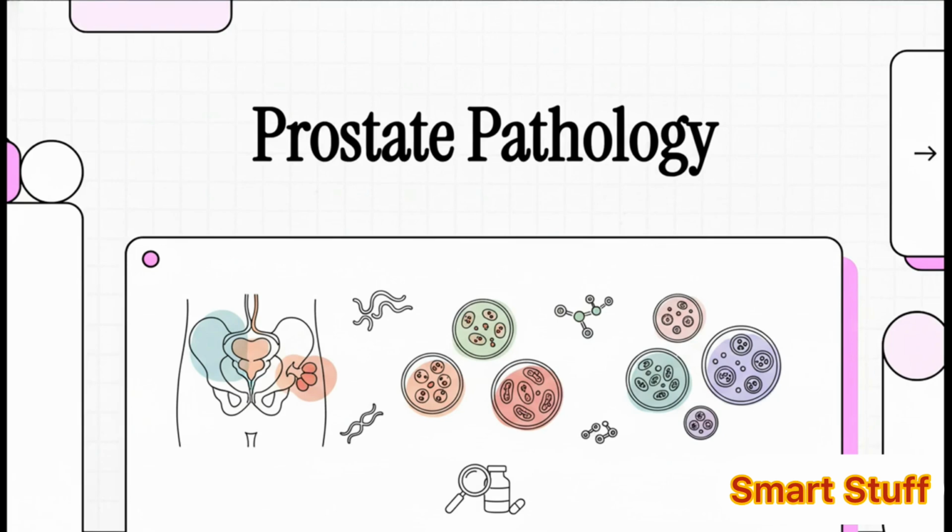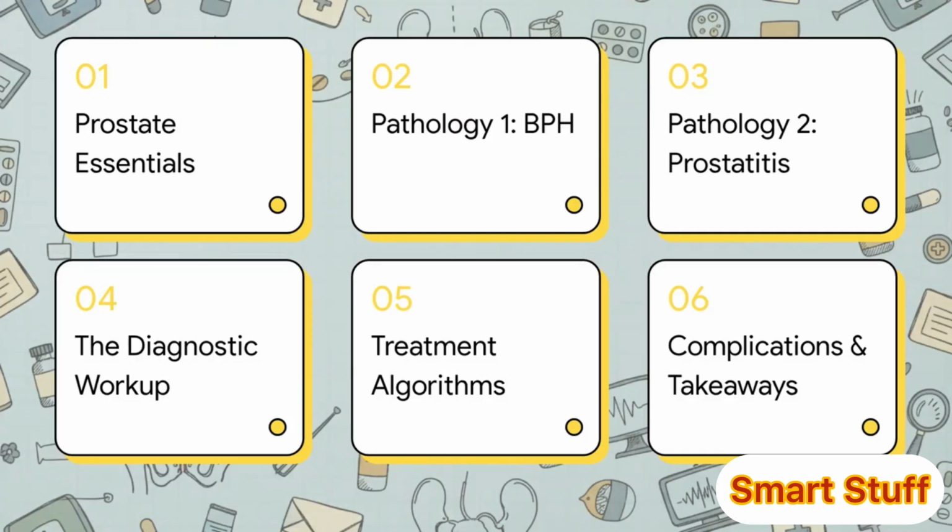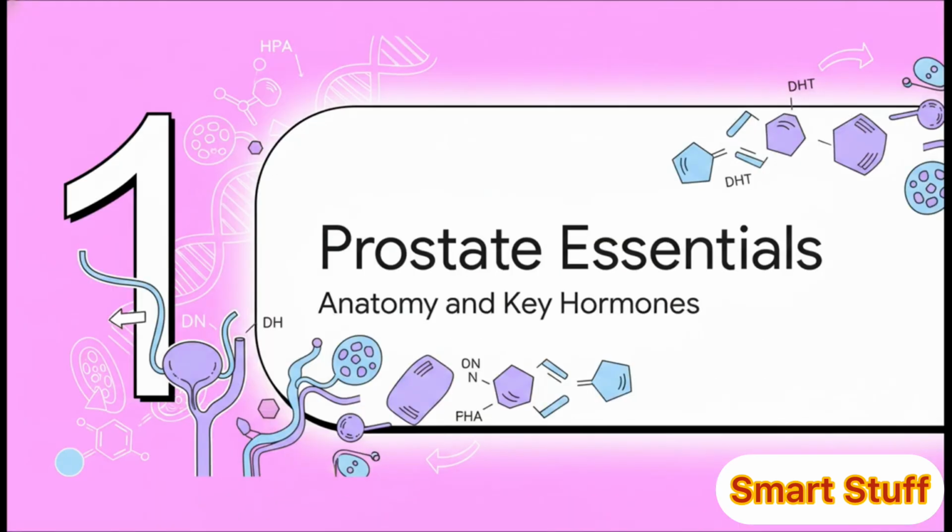Welcome to The Explainer. Today we're diving deep into the clinical management of some of the most common prostate disorders you're going to see. So, here's our roadmap. We'll kick things off with the absolute essentials. Then we'll tackle our two big pathologies, BPH and prostatitis. From there, we'll figure out how to tell them apart with the diagnostic workup, nail down the treatment plans, and wrap it all up with complications and the key things you just gotta remember. Let's do it. All right, Section 1, Prostate Essentials.